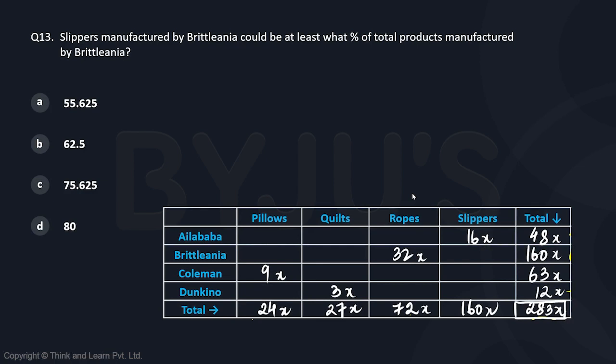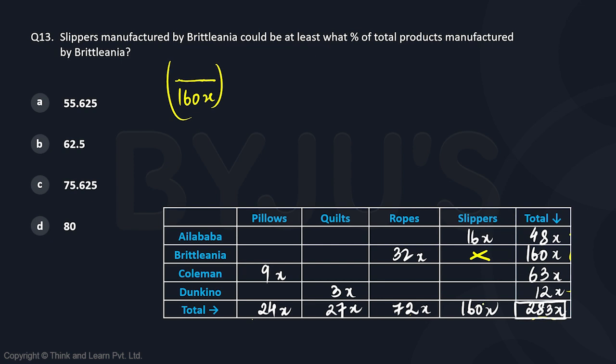Question number 13. Slippers manufactured by Britannia. So slippers manufactured by Britannia means we are talking about this value. Could be at least what percentage of total products manufactured by Britannia. So we need to find out that particular value upon 160x. So what could be the minimum value that we can take here?